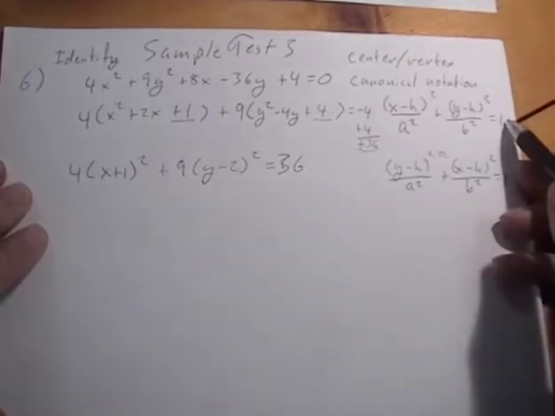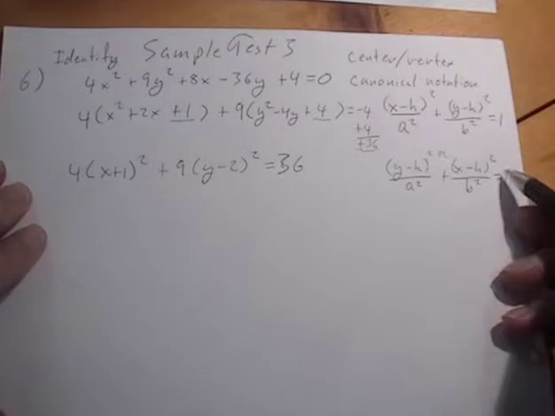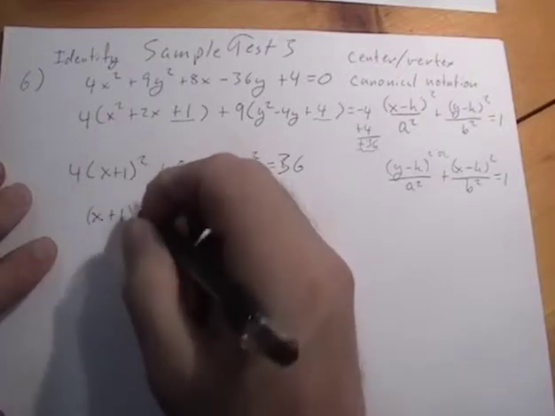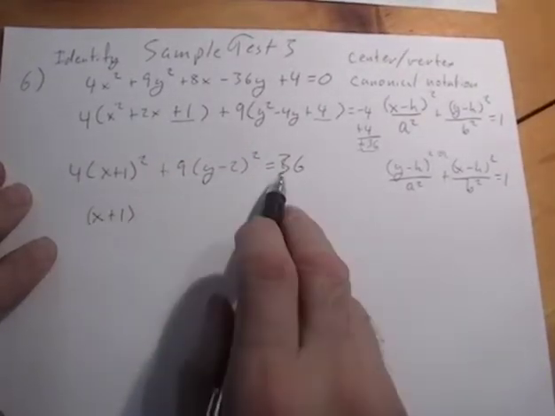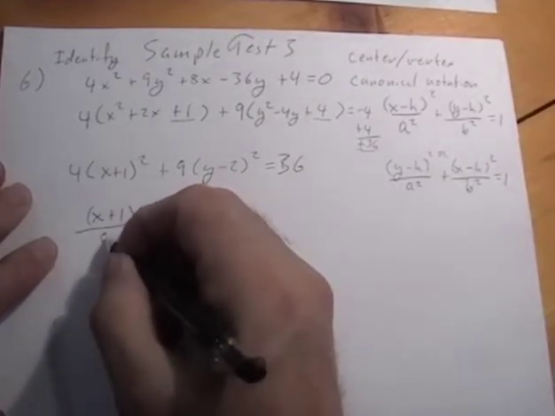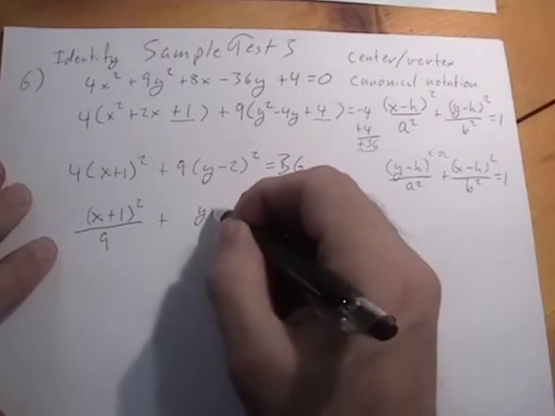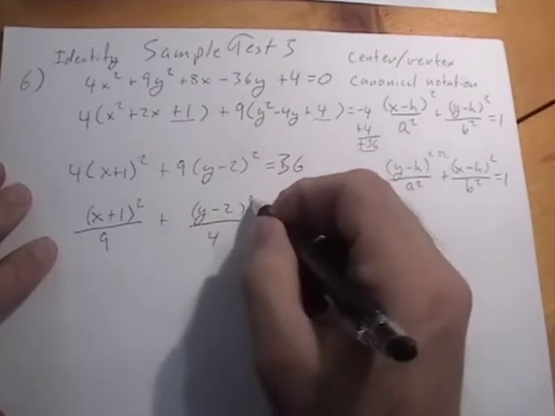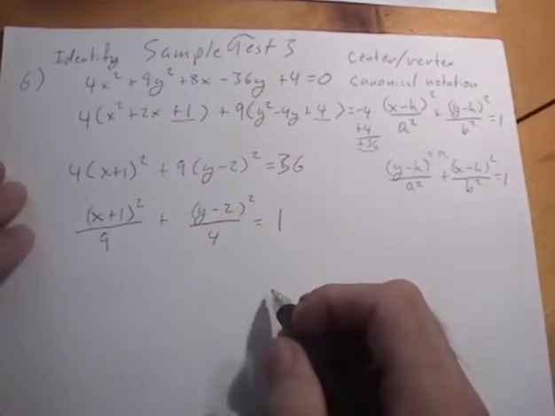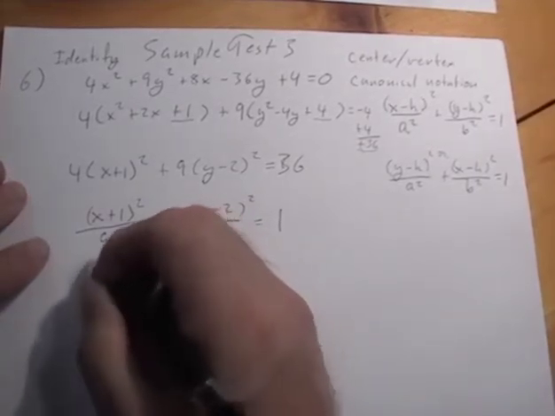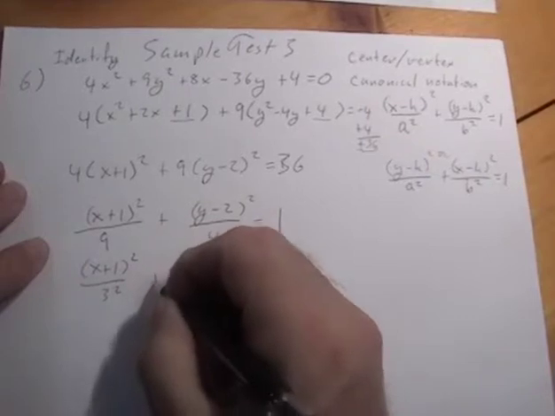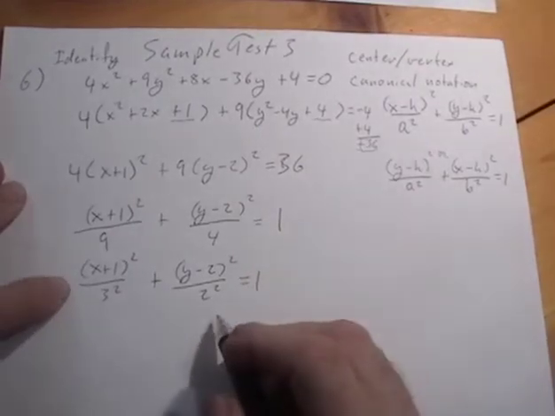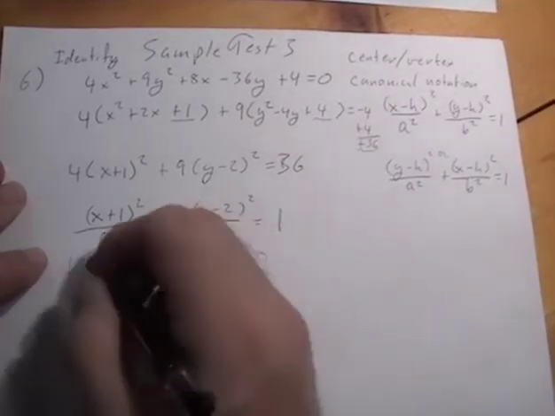In order to get the 1 on the right-hand side, I need to divide both sides by 36. Now 4 over 36 is going to leave me with a 9 on the bottom. And 9 over 36 is going to leave me with a 4 on the bottom. So to finish it up, I have x plus 1 squared over 3 squared plus y minus 2 squared over 2 squared is equal to 1. This is my canonical form.